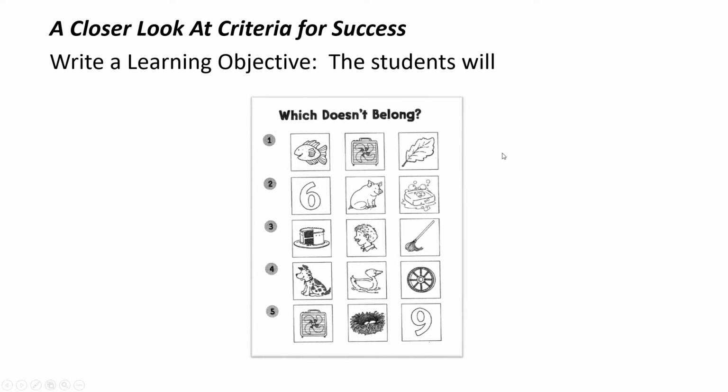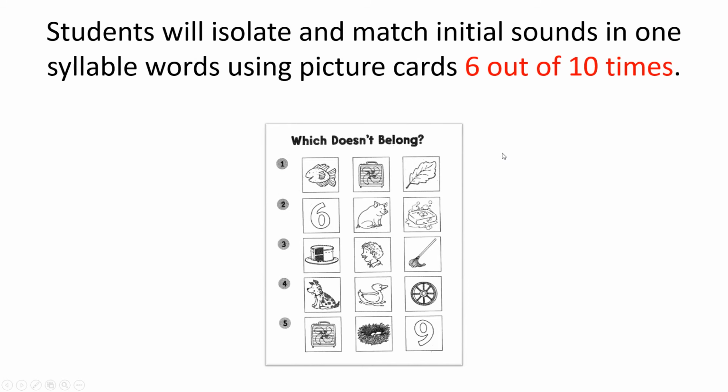Okay, hopefully you stopped the video. Here is an example. Students will, this is isolate and match. So students will isolate and match initial sounds in one-syllable words using picture cards. This is the conditions for learning. That's how it's happening. And then I have written for my criteria for success six out of ten times. What do you think? Six out of ten times.